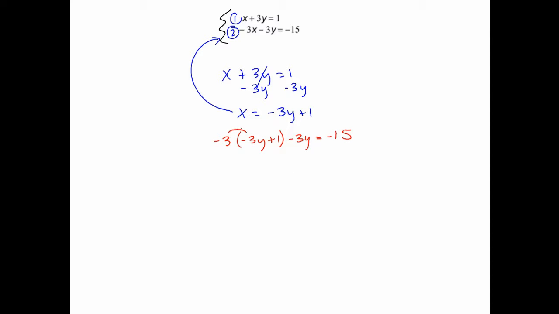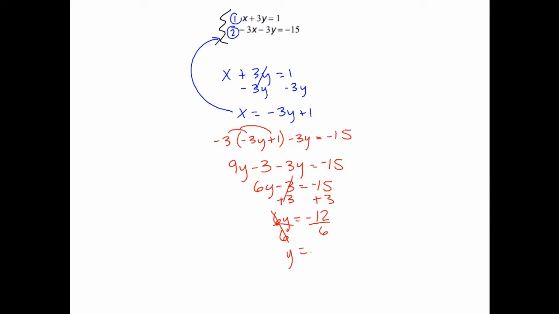Here we want to distribute. So positive 9y minus 3, and then minus 3y equals negative 15. Combine my y terms, so I have 6y minus 3 equals negative 15. Now add 3 to both sides. So 6y equals negative 12. Divide by 6. So now we know that y is going to be negative 2.